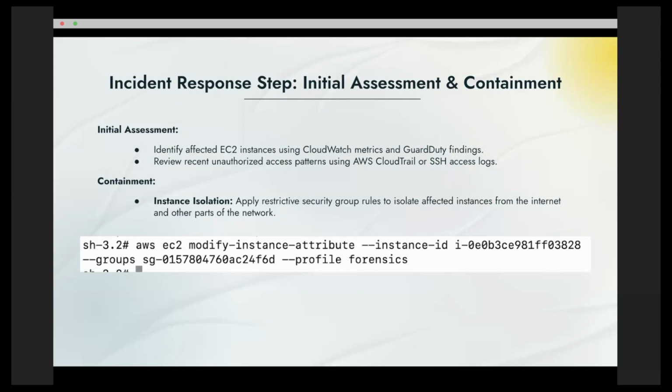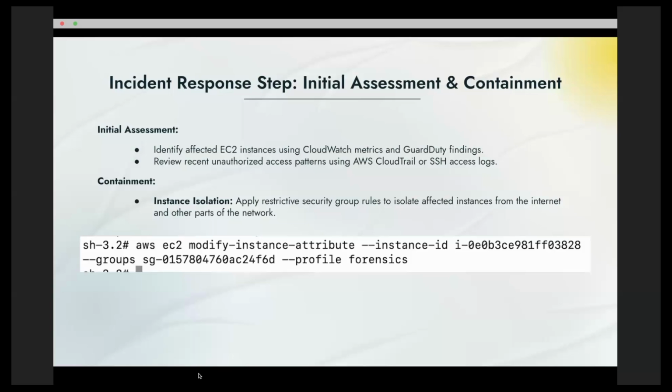And what you do next is attach a restrictive security group to it to isolate this instance from the internet. So you block all the outbound traffic and all the inbound traffic, and you only allow access to a forensic VPC or the incident response VPC, so that you can remotely control this machine to kill the processes, take a memory snapshot, take a disk snapshot, etc.